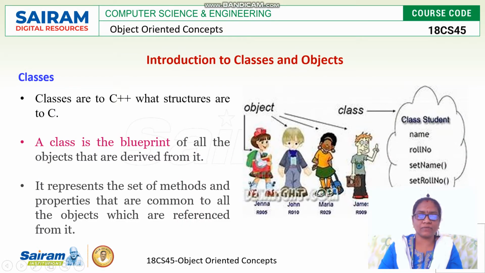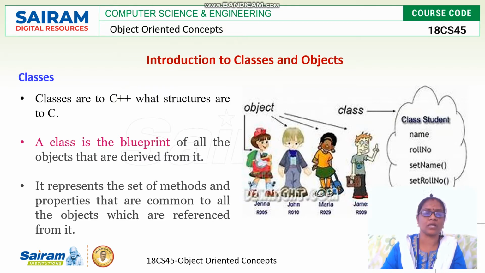Whenever we talk about the object oriented programming concept, that is OOPS, classes and objects are the first and foremost primary point. We should be clear about what is meant by classes and what is meant by objects, right? Programmatically, the class concept was developed from the concept of structures in C. So classes in C++ are most similar to the structures in C. Then what is meant by class? Class is nothing but a blueprint of all the objects that are derived from it, right?